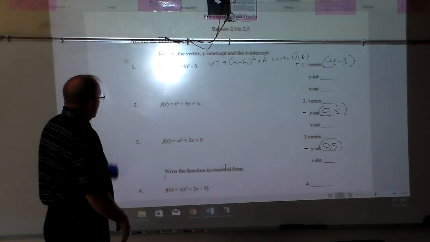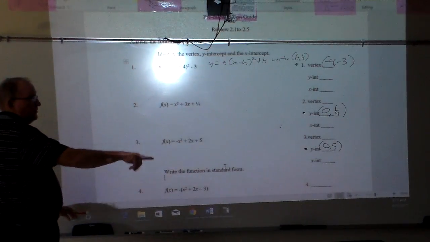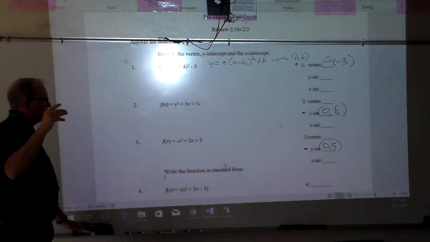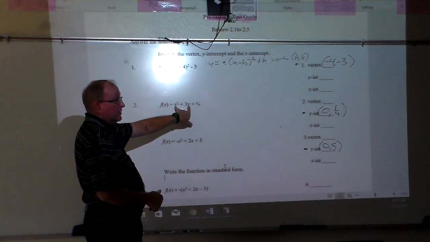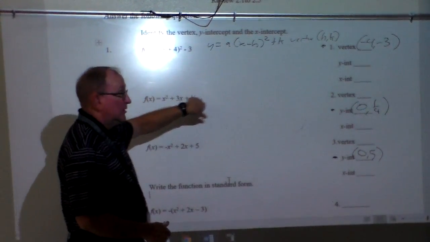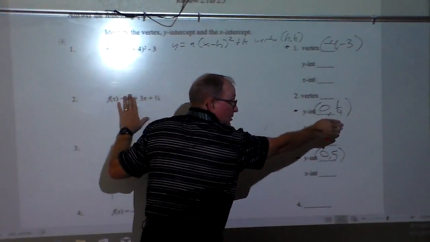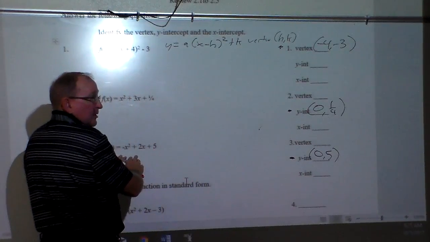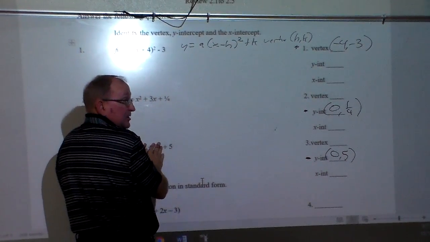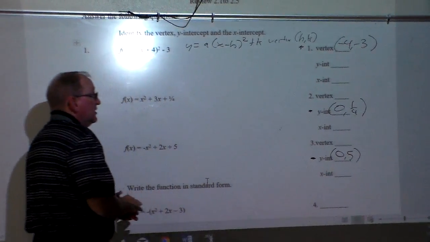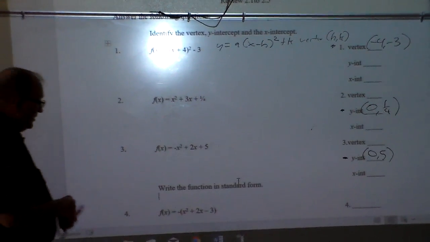Basically, for the y-intercept, if you put 0 in here, 0 times these terms just makes them go away. So what do you have left? 1/4. And here, if I put 0 right here, they go away, so what's left? 5.